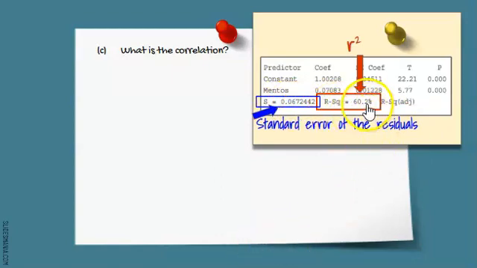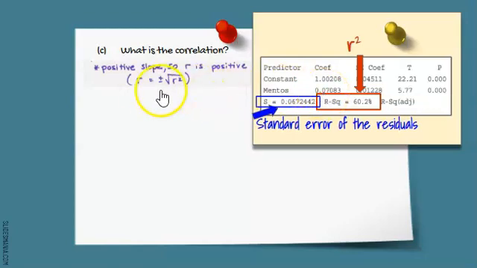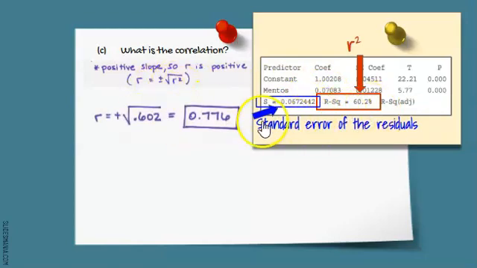Okay, so there's r squared, and I'm going to use that to find my correlation. Now, I know that it has a positive slope right here. So that tells me that the r value is positive. So to find the actual r, I have to take the square root of r squared. So I need to convert that 60.2% back to a decimal and take the square root, and I get 0.776.